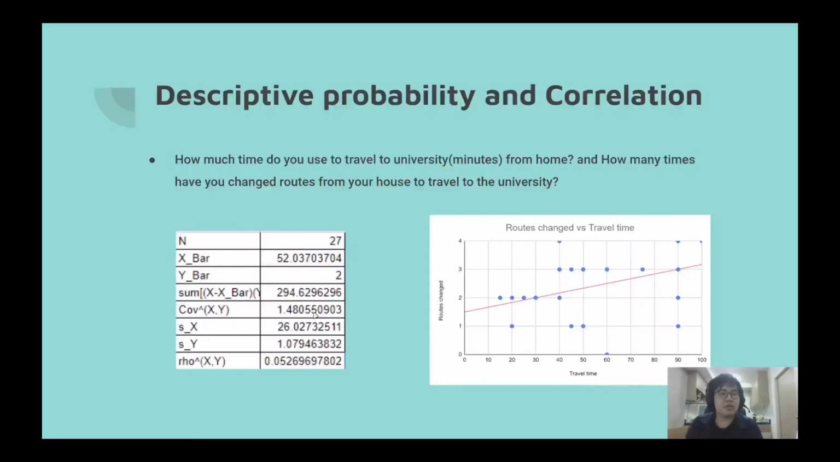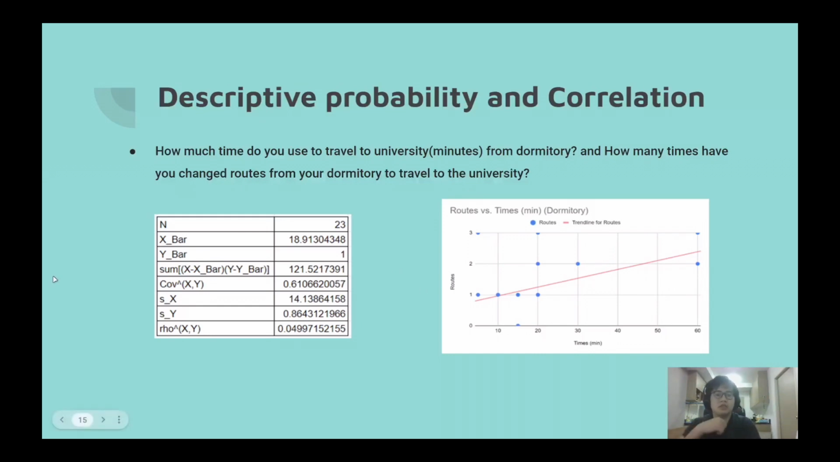Next is descriptive probability and correlation for home. The information compares the time used to travel from home to the university and the amount of routes changed to travel from home to the university. As you can see from the graph, the trend line is increasing, which means that when the amount of time used to travel increases, the amount of routes also increases too. It means that it's a positive correlation. The data size is equal to 27.